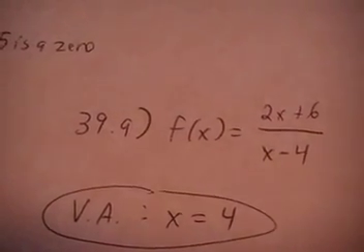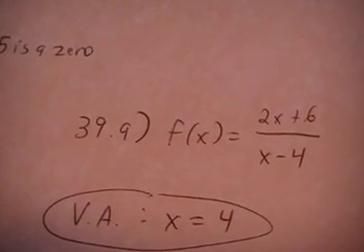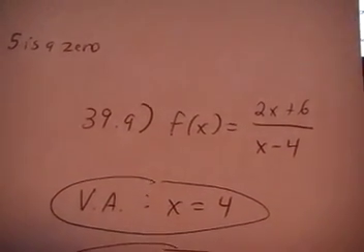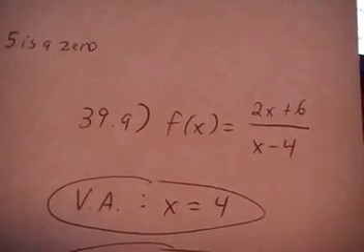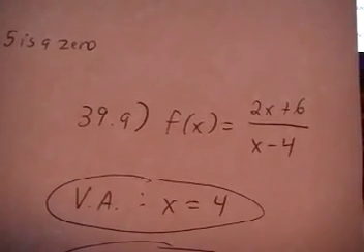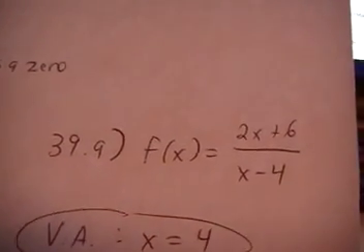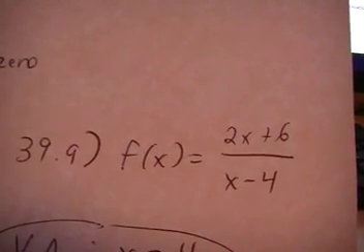Horizontal asymptotes have 3 cases. If the numerator degree is bigger, if you have a degree that's higher in the top, you won't get a horizontal asymptote. It'll be none. If the bottom degree is bigger, then you automatically get y equals 0. But this is the third case, 2x plus 6 over x minus 4.